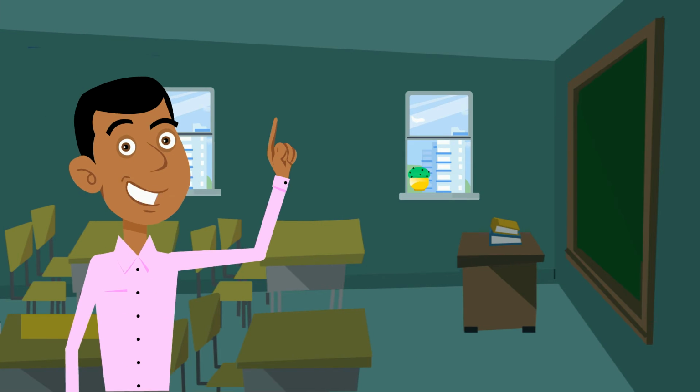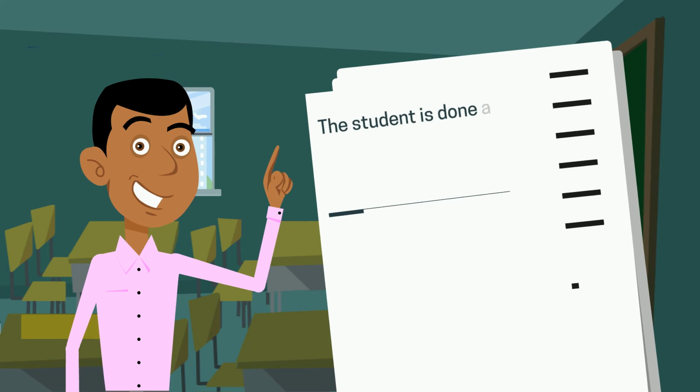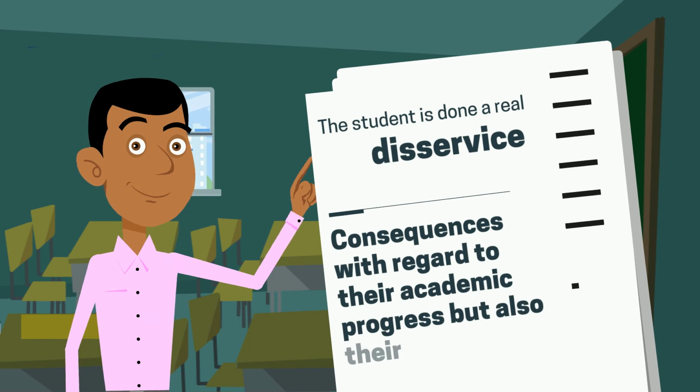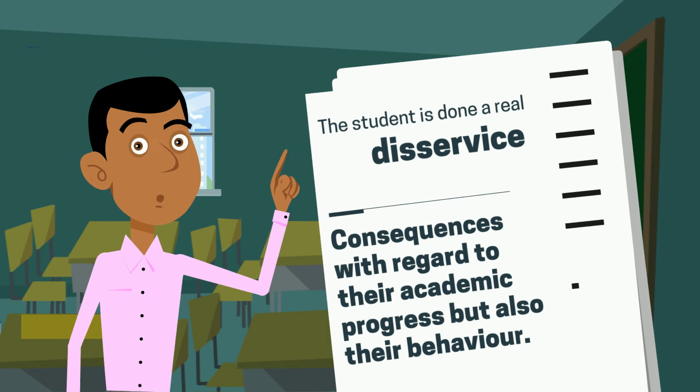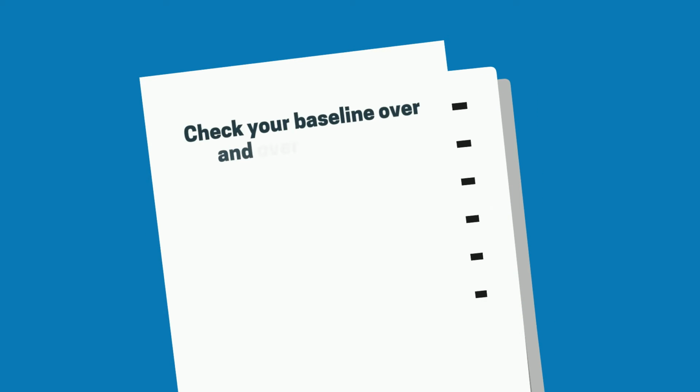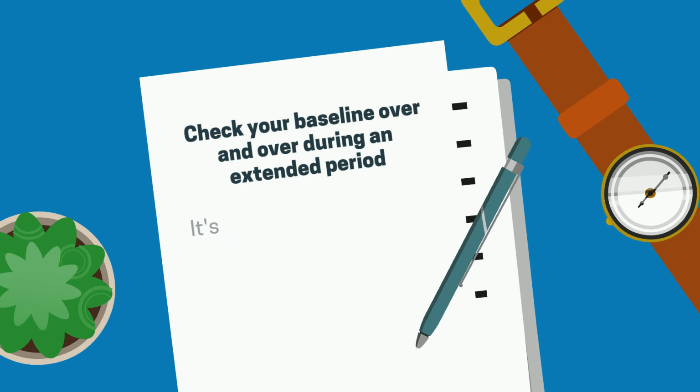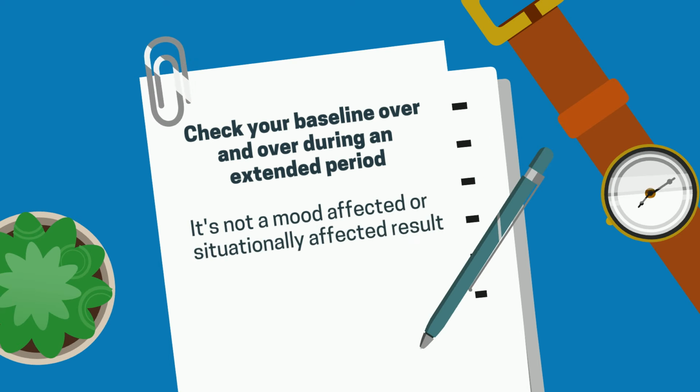In cases like this, the student has done a real disservice, which not only might have consequences with regard to their academic progress, but also their behaviour, as they become frustrated. So it's always good to check your baseline over and over during an extended period, just to make sure that you are getting what you want, and it's not a mood-affected or situationally affected result.